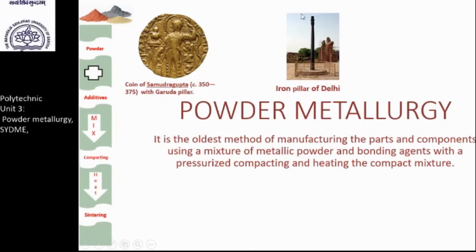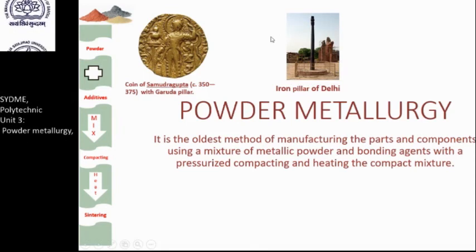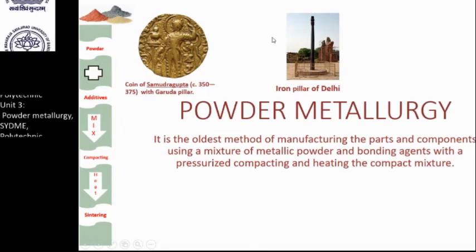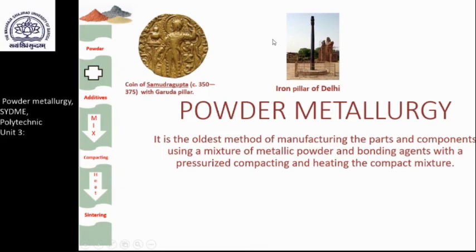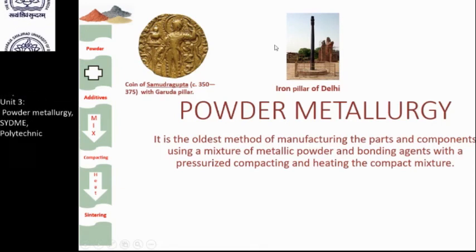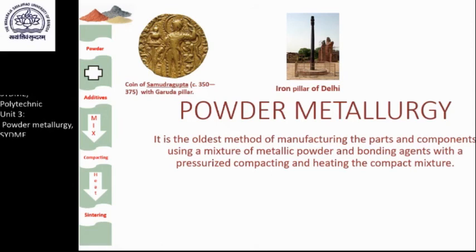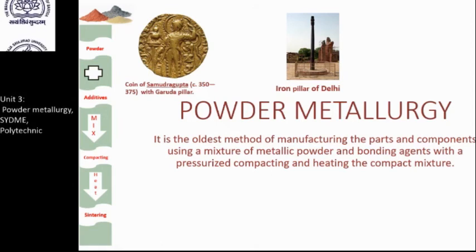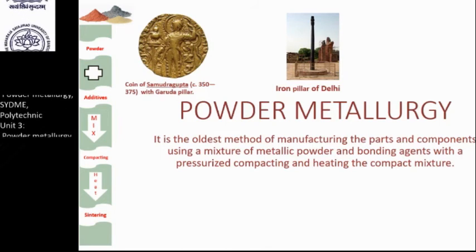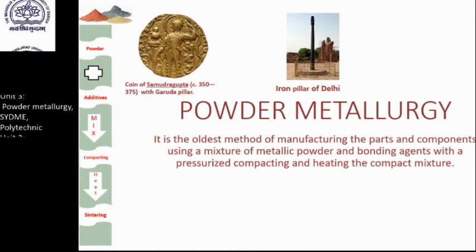In rain, in air, in temperature and all environmental conditions, still there is no change in its shape, size and color. This is the advantage or peculiar characteristic of powder metallurgy products that were manufactured in India around 200 to 300 years ago.